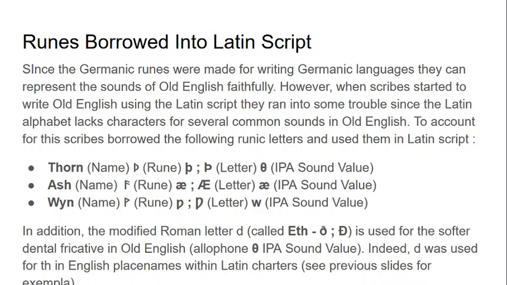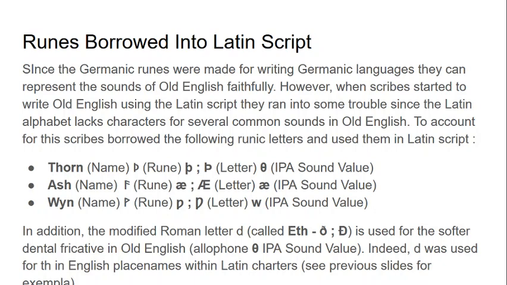And in order to account for this, scribes borrowed the following runic letters and used them in Latin script. So you had the thorn, which was a rune, and its sound is the th sound. You had the ash, which is like a, it's sort of in the name, and the wynn, which is right there. You can see it written out. And you can see how the shapes of the thorn and the wynn, and to a lesser extent the ash, look like their runic counterparts.